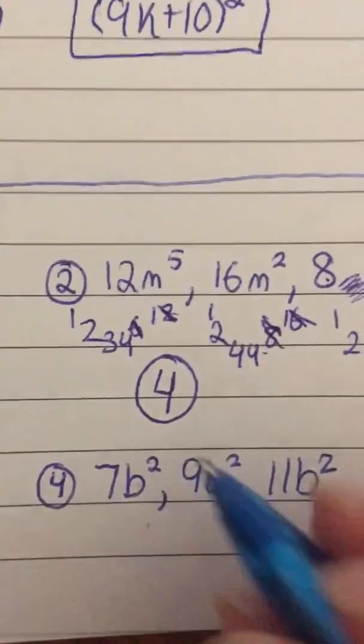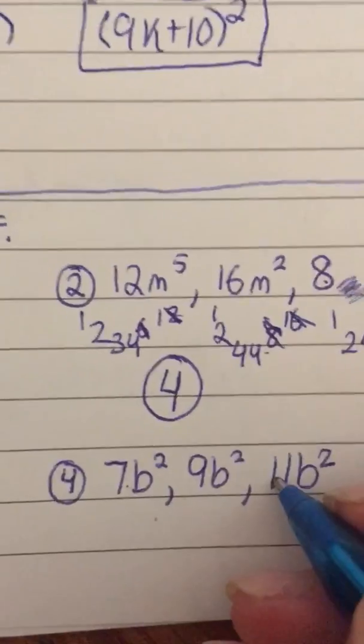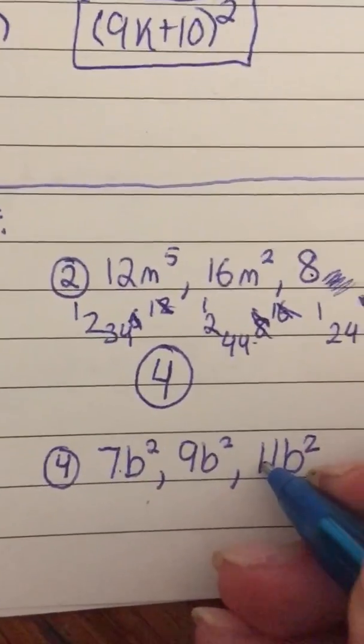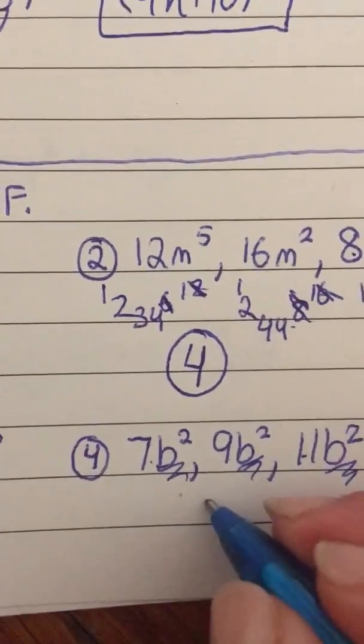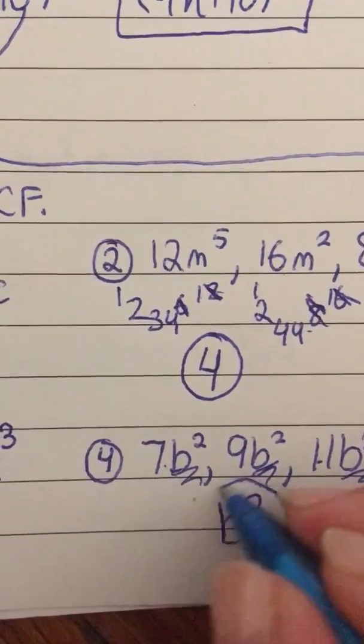And one more. 7, 9, and 11 as coefficients. They don't have anything in common. But all of these have the same exact b squared. So your GCF is simply just b squared.